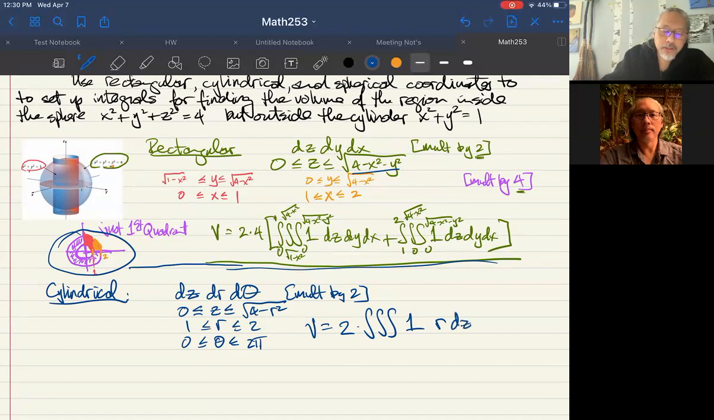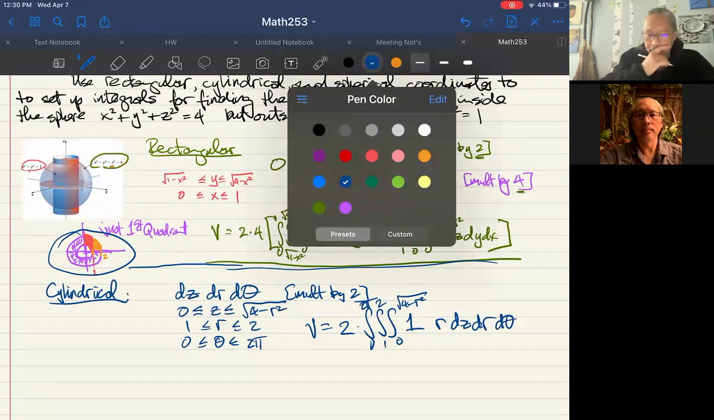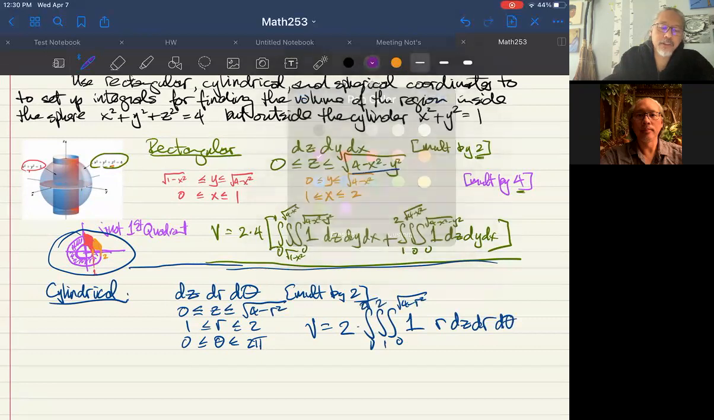We're going to integrate with respect to z first, going from 0 to the square root of 4 minus r squared. Then with respect to r from 1 to 2, and then with respect to theta from 0 to 2 pi. Okay. Again, fairly easy integral to do, a lot easier than that first integral that we would have had to do in like 3 steps or two pretty difficult integrals.